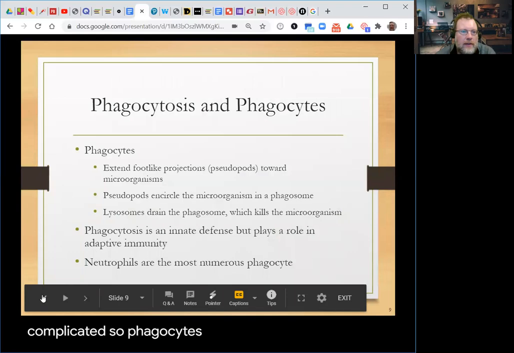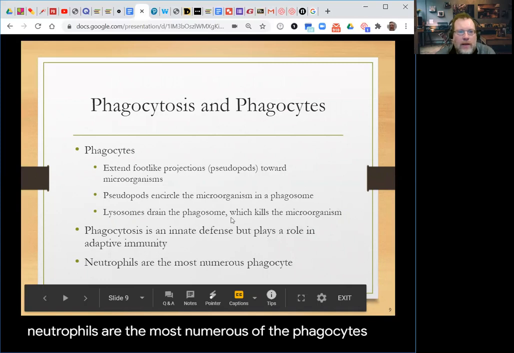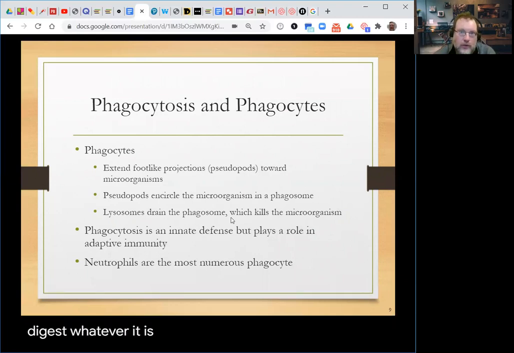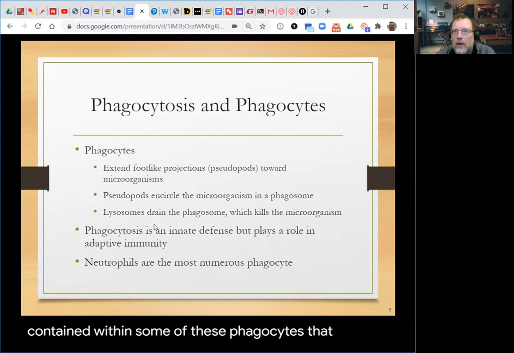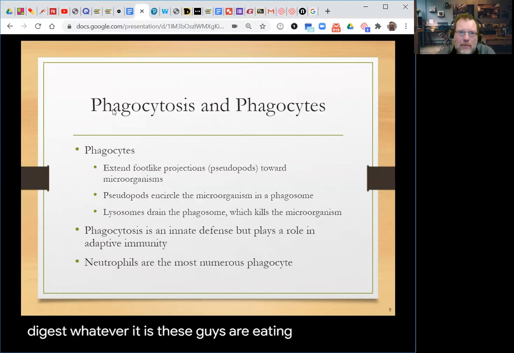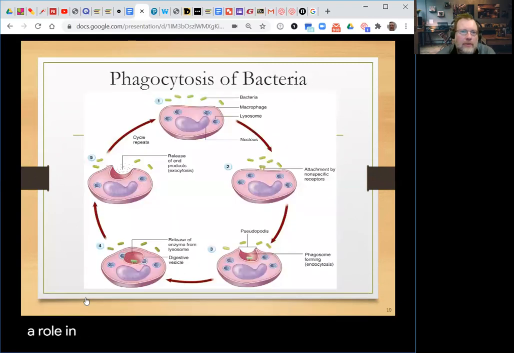Okay, so phagocytes, phagocytosis. Again, neutrophils are the most numerous of the phagocytes. The phagocytes, they engulf, they produce enzymes, and they digest whatever it is they're consuming. Okay, lysosomes drain the phagosomes. So lysosomes are also contained within some of these phagocytes that are going to help with, again, enzymatic production to digest whatever it is these guys are eating. Remember, phago means eat. Innate defense, but also, of course, plays a role in adaptive immunity.